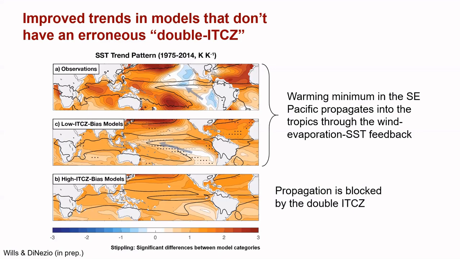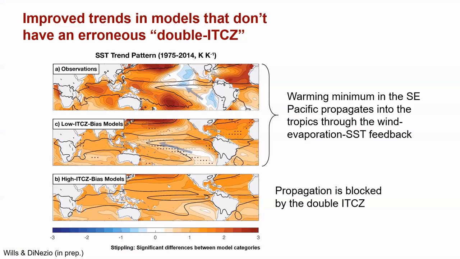It's not quite showing as dramatic of an improvement as the high resolution CSM, but there is this relative warming minimum in the Southeast Pacific that then propagates all the way to the equator. It propagates a little bit too far west compared to what's happening in observations. And so you end up with a relative warming minimum in the Central Pacific instead of the East Pacific. I think this has to do with the cold tongue extending too far west in these models still.